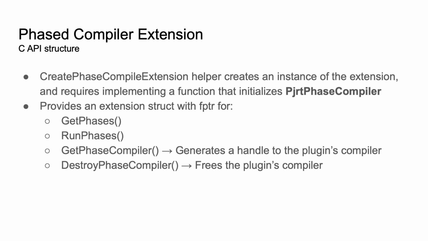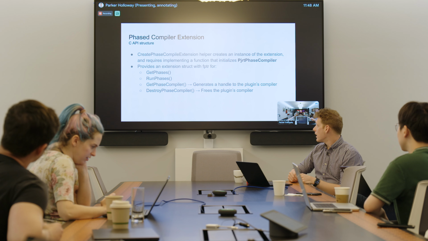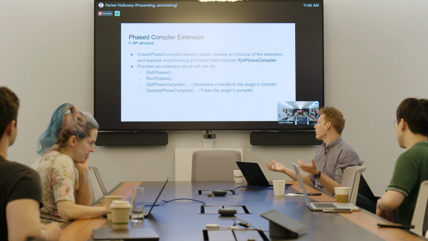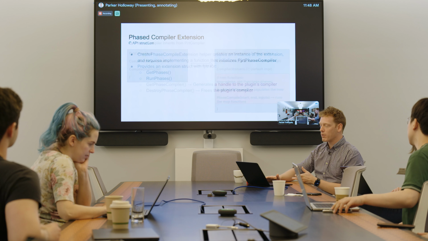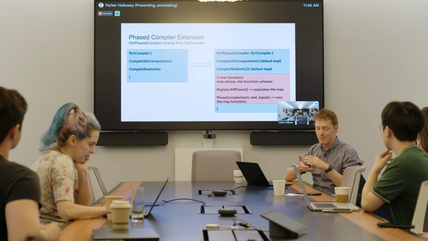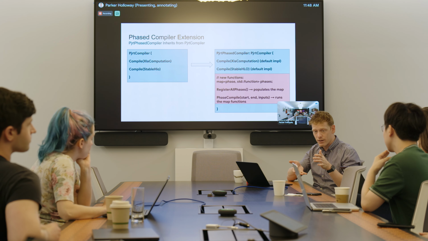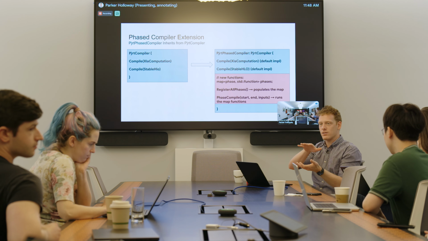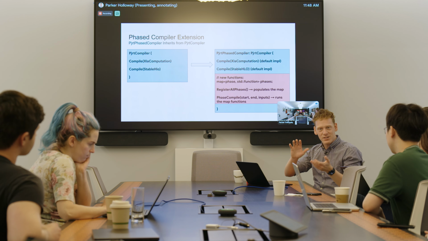And then we have the get phase compiler, which initializes that phase compiler object and returns you a handle over the CAPI that you can use to interface with it later. And then destroy phase compiler to clean it up later. And then all of this is wrapped around this implementation. Like I mentioned, you have the bottom half of the sandwich that wraps that C++ implementation layer in this nice, clean CAPI.